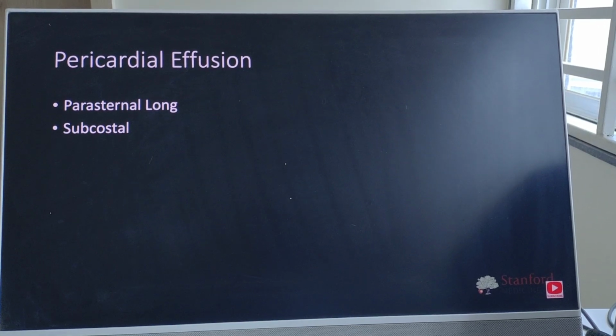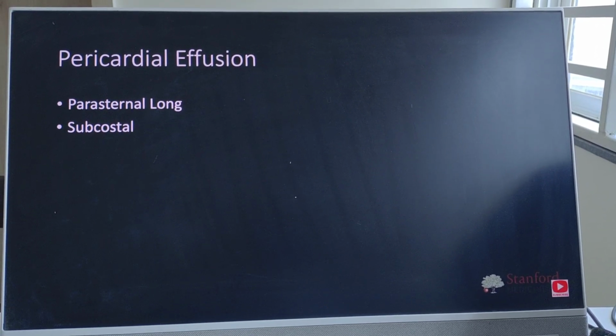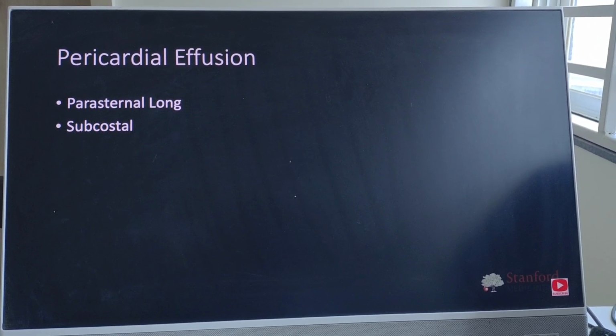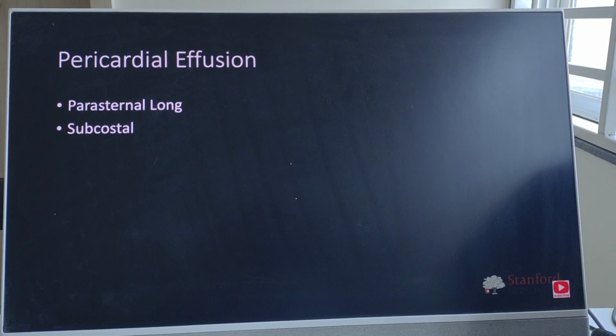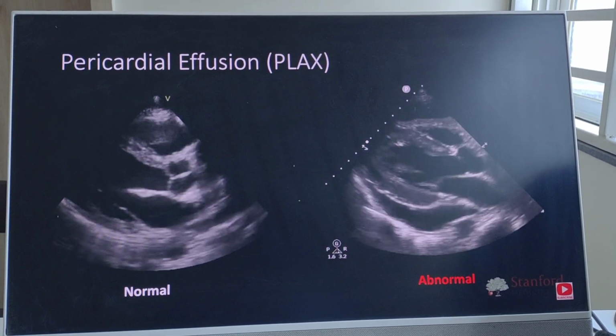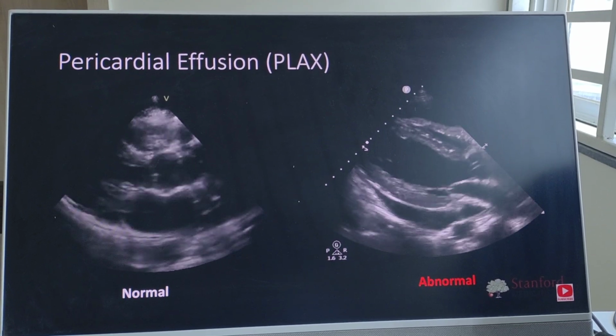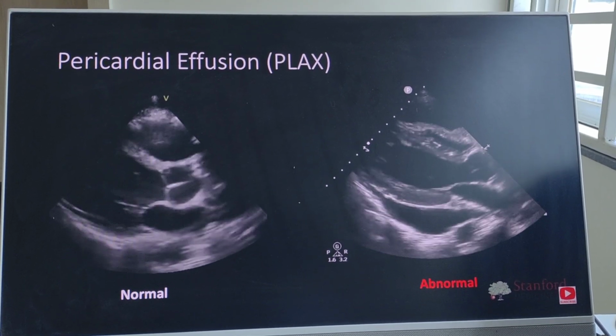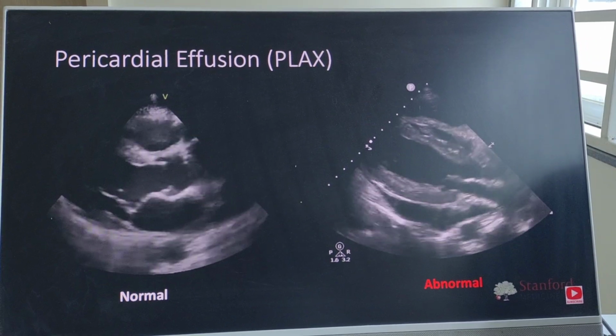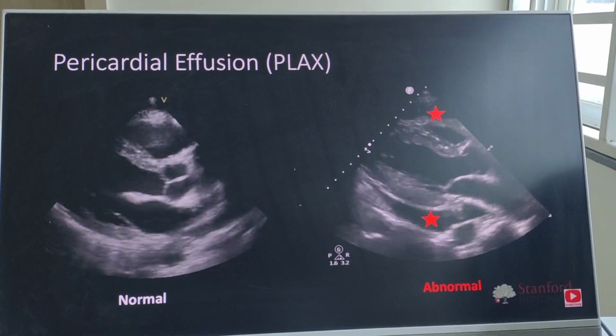Effusion. There are two views you can use to assess for pericardial effusion. These include the parasternal long and the subcostal view, which tends to be the more sensitive view. First, thinking about the parasternal long, the pericardial effusion can be found in two places. It can track anteriorly towards the top of the image and more inferiorly towards the bottom of the image.